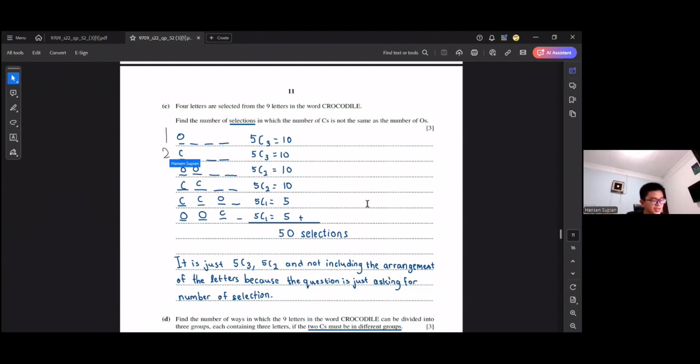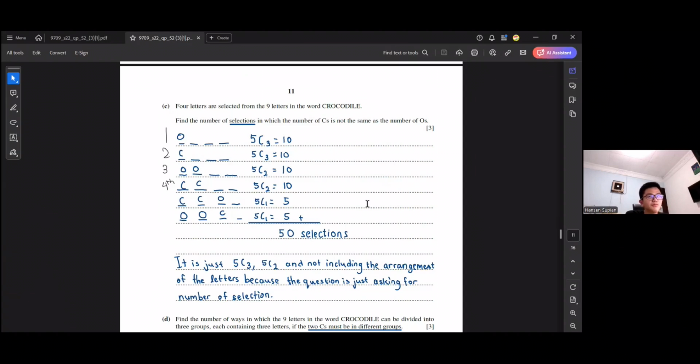the C is at the first gap. The third one, the O and O. So I cannot do C and O, because then it will make the number of C's and the number of O's the same. And for the fourth one, it's the same like the O's. Fifth, CCO, and the last one OOC.